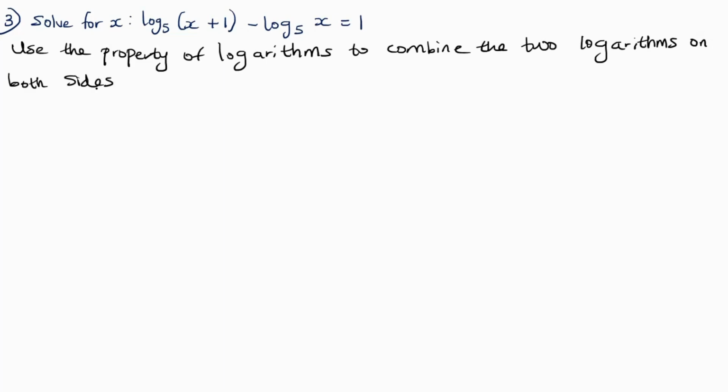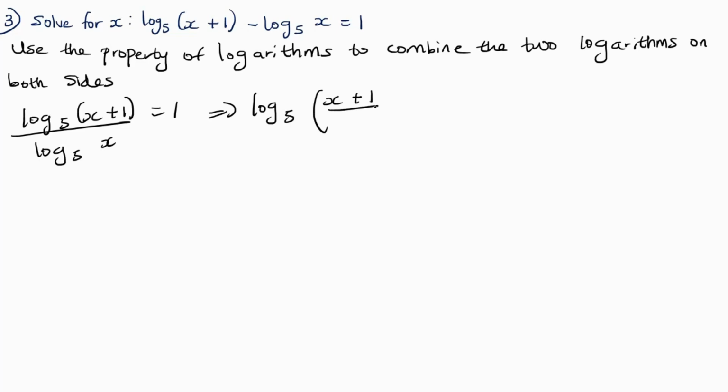So we have this to be log base 5 of x plus 1 divided by log base 5 of x is equal to 1. Now, this can be gotten from the quotient rule or the subtraction rule, any of them. So this implies that log base 5 of x plus 1 over x is equal to 1.